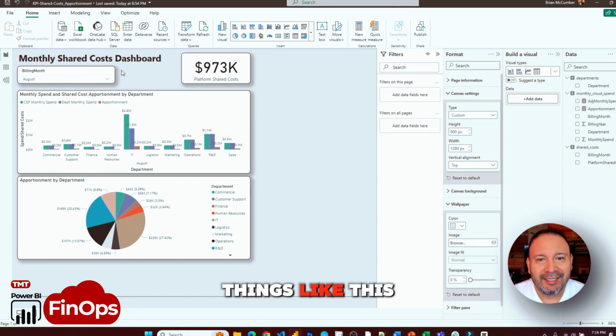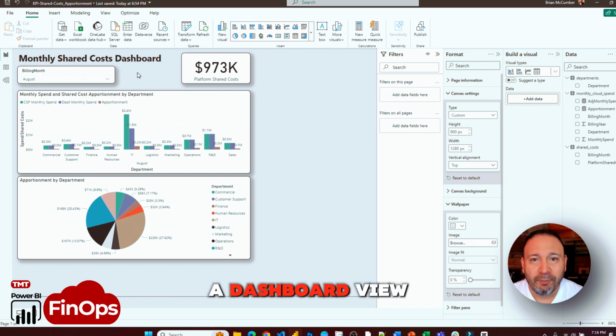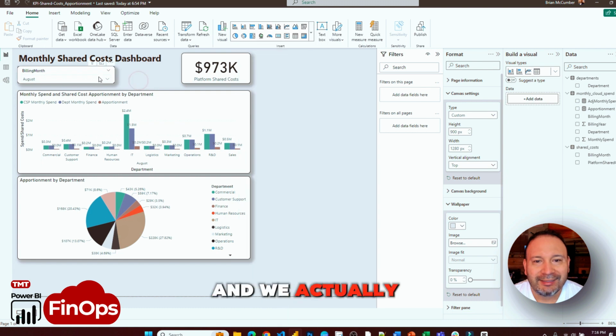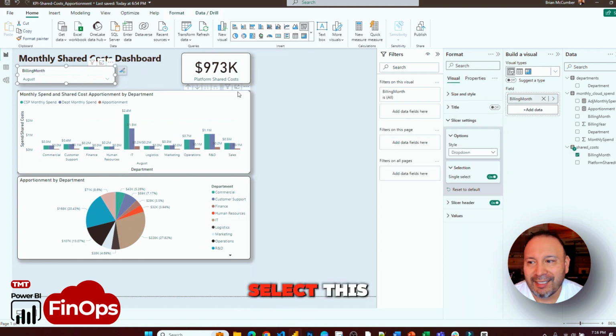We can do things like this, which is basically creating a dashboard view. So we got an option here where we can have a drop down. In this drop down, it's a slicer that we can add in here, and we pull that in and assign the billing month. If I select this, you can see that as a part of the data, we got billing month here that we can drag in from the shared costs.